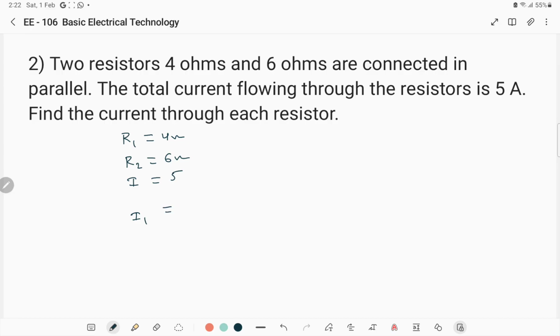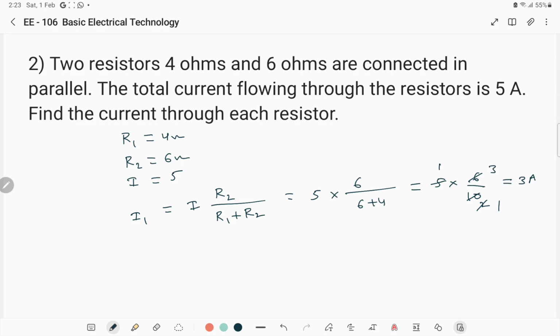First let's find out I1, current flowing through 4 ohms. Total current I into opposite arm resistance R2 by total resistance R1 plus R2. When the value of I is 5 ampere, R2 is 6, and R1 plus R2 is 6 plus 4. So 5 into 6 by 10, which is 3 ampere. What about I2? I minus I1, so 5 minus 3, 2 ampere.